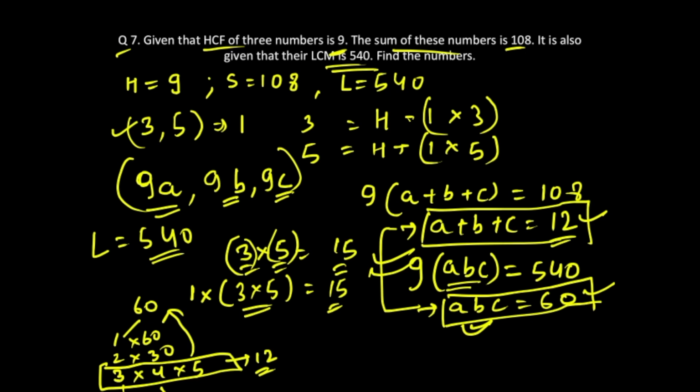But our original numbers are 9A, 9B and 9C. So you multiply these numbers by a factor of 9 so that you come to our original numbers. So our original numbers become 9 times 3, that is 27, 9 times 4, that is 36, and 9 times 5, that is 45. So this becomes your answer.